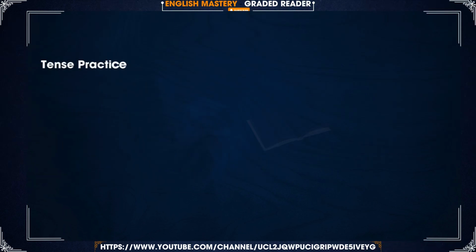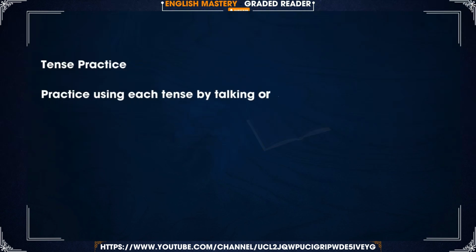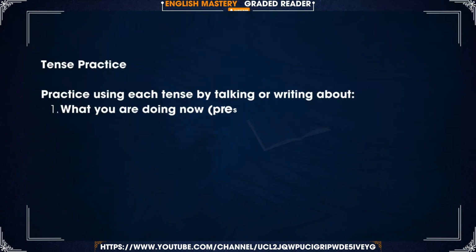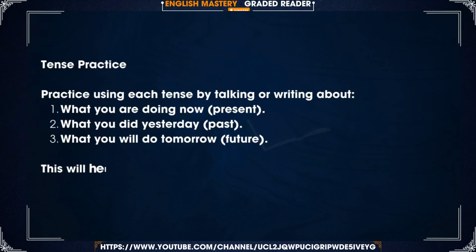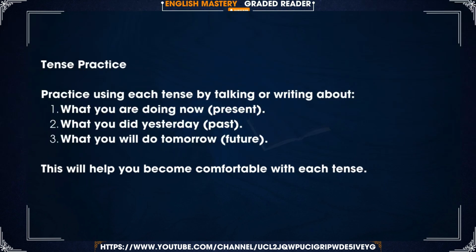Tense practice. Practice using each tense by talking or writing about: 1. What you are doing now, present. 2. What you did yesterday, past. 3. What you will do tomorrow, future. This will help you become comfortable with each tense.